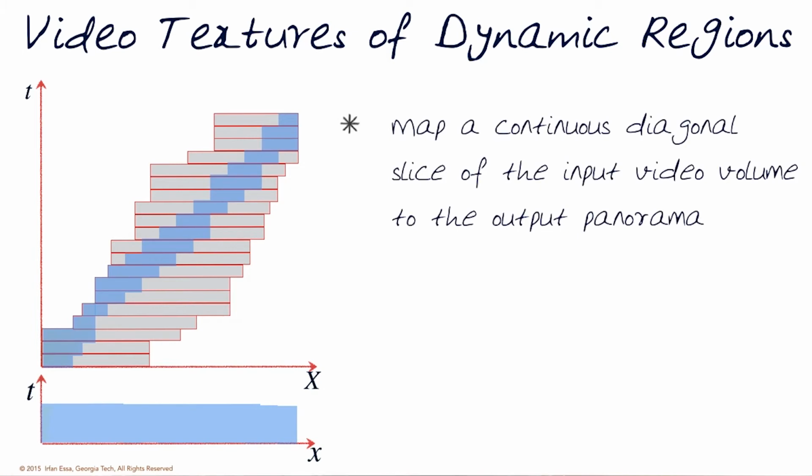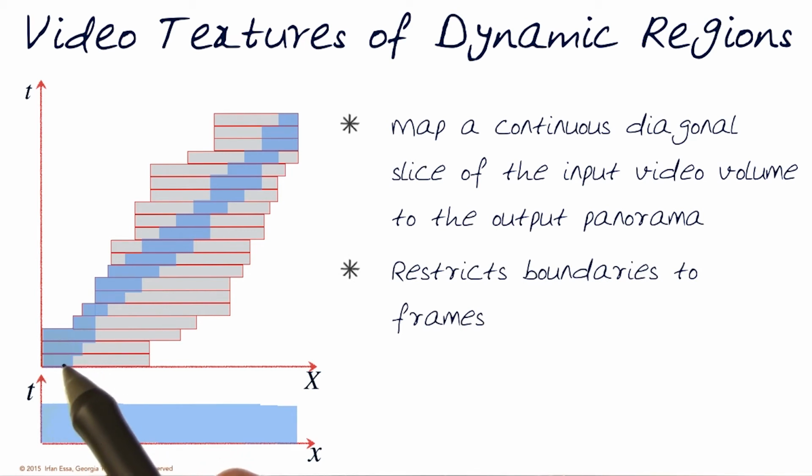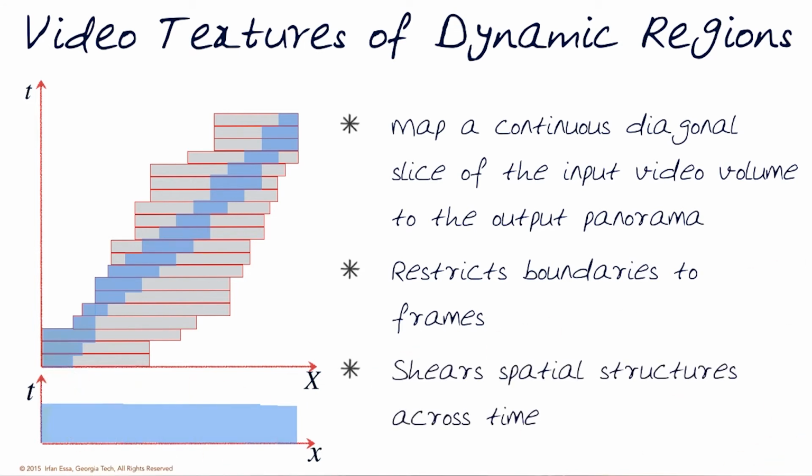In this case, we're going to map the continuous diagonal slice of the input video volume to the output panorama. That's what we will do, outputting the video textures onto a panorama again in that region where the dynamics are. Of course, in this case, we will restrict the boundaries to each frame. Each frame is looking at just that frame, and we're going to find a match to the next frame. The problem with this is, while it works fine, it actually creates some sort of shearing motions across time.